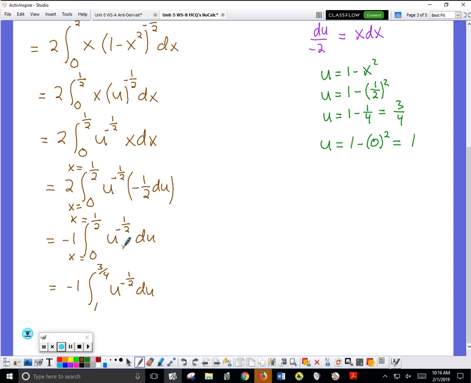Yes. Perfect. Right along the same lines, why wouldn't you change the limits to the u values right where you switch x for u?